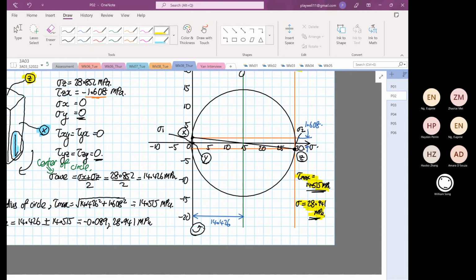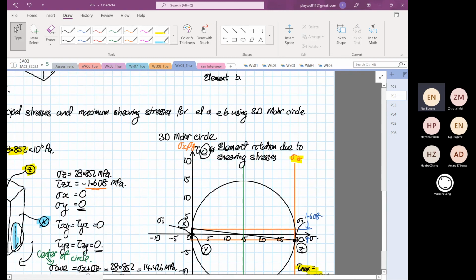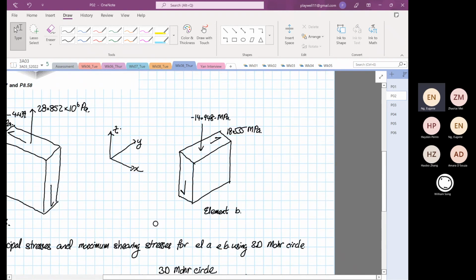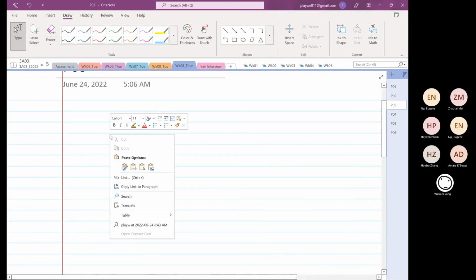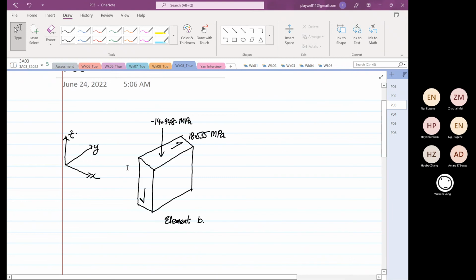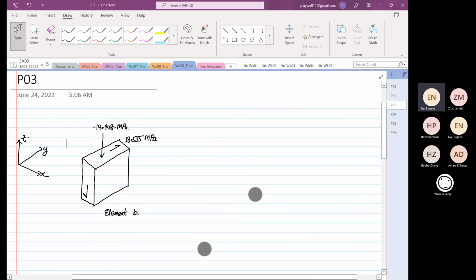Now, I want you all to next focus on element B. I think for element B, I can draw the 3D Mohr circle better compared to element A because the shearing stress is just too small. So let's look at element B. I'll do this again. So this is for our element B.